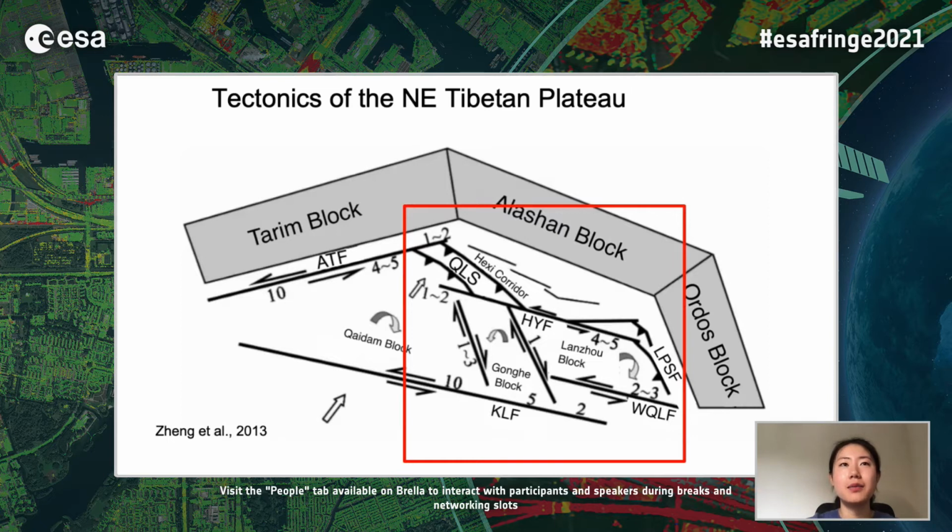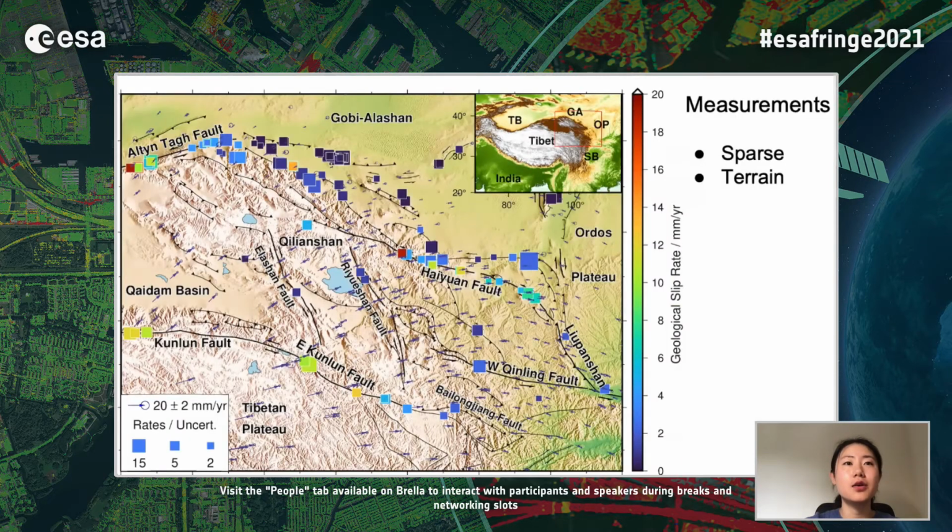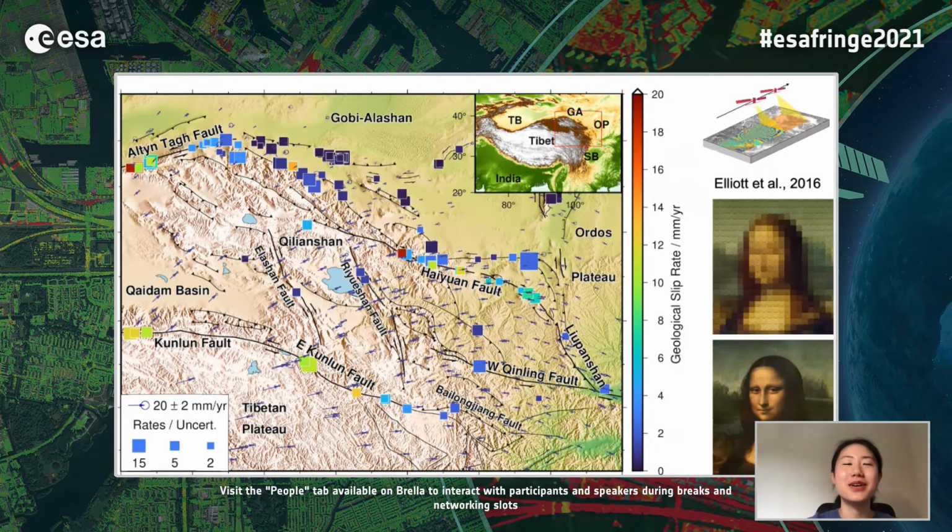However, block models like this can only be as correct as the data that feed them. Previously, there were only geological and GPS measurements. The geological slip rates, represented by the squares, mostly follow the major boundary faults, whereas the distribution of GPS measurements is limited by the accessibility of the terrain. Now with InSAR, we can finally see through the mosaic and get to the fine detail.